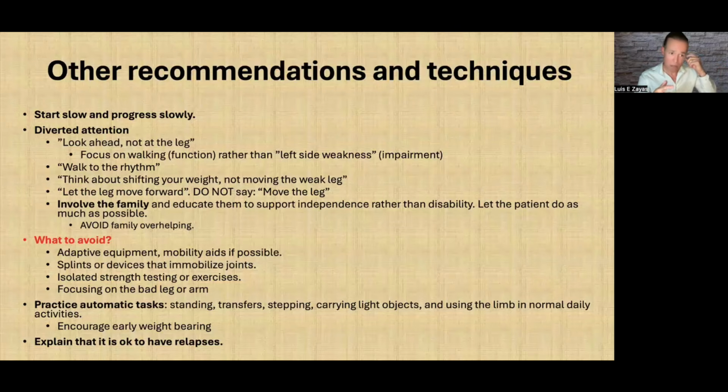What to avoid? Sometimes you need to try to avoid things, but sometimes they're needed, like walkers or canes. During the beginning, sometimes it's necessary because the patients are afraid of falling down, and that might help. But you need to tell the patients and the family that little by little we will remove that, okay? Avoid immobilization of the joints. Please don't use that.